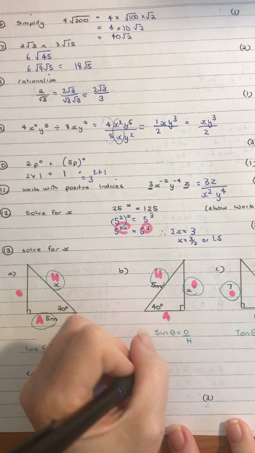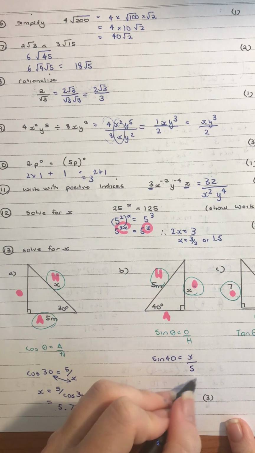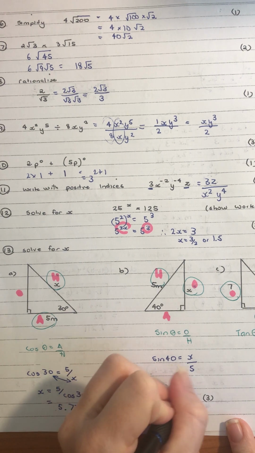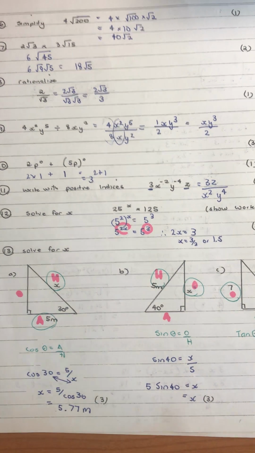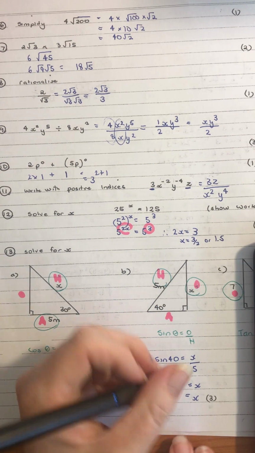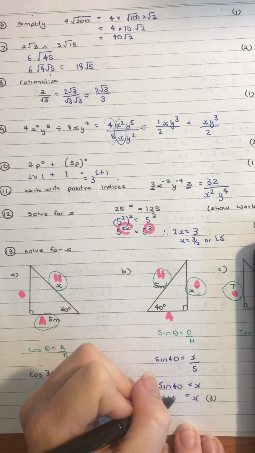Then here we've got sine of 40 is equal to x over 5. Our 5 is on the bottom, that means we'll multiply. So we're going to do 5 sine 40, and we get 3.21. I'll round that to 4.